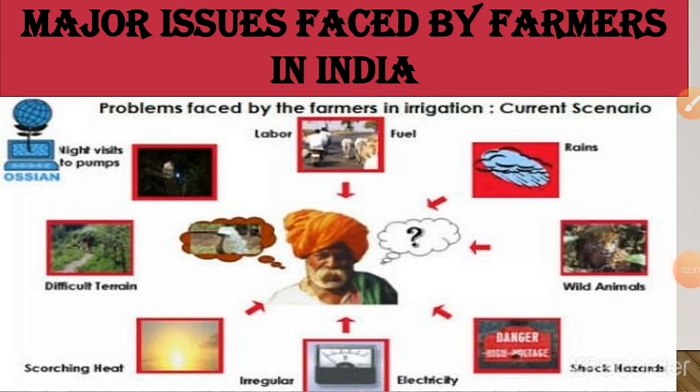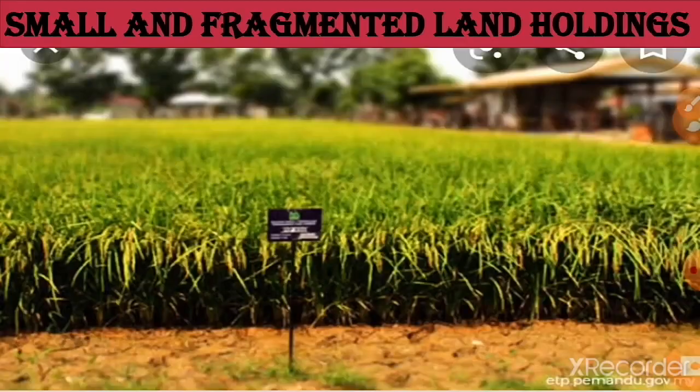Next, we are going to see about major issues faced by farmers in India. Indian agriculture and Indian farmers are plagued by several problems. Some of them are natural and some others are man-made. The problems are small and fragmented land holdings, which means the problem of small and fragmented holding is more serious in densely populated and intensively cultivated states in India.